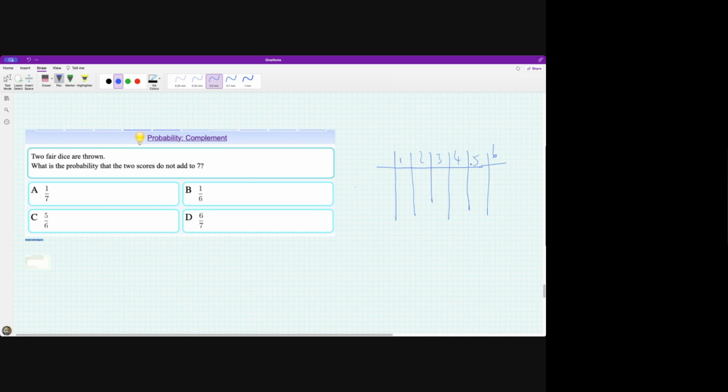Now, that is the first part of my table, and that is dice number 1. What do you think I'm going to do to represent dice number 2? So if I say this is dice number 1, what am I going to do to represent dice number 2? What would you do if you were thinking logically?